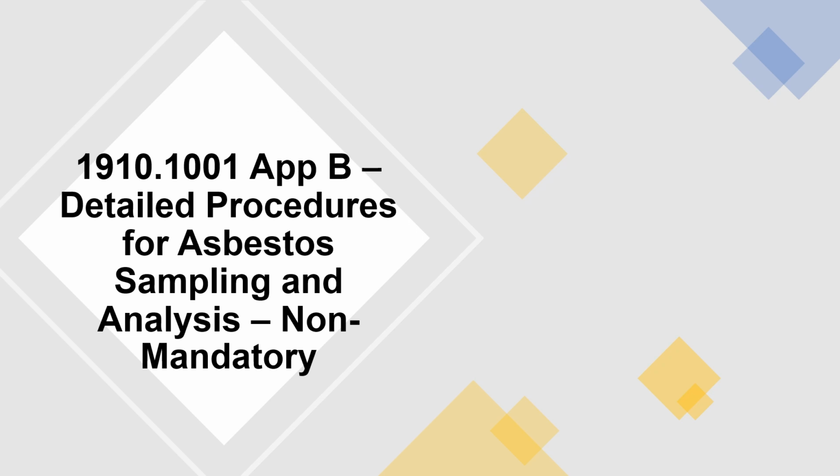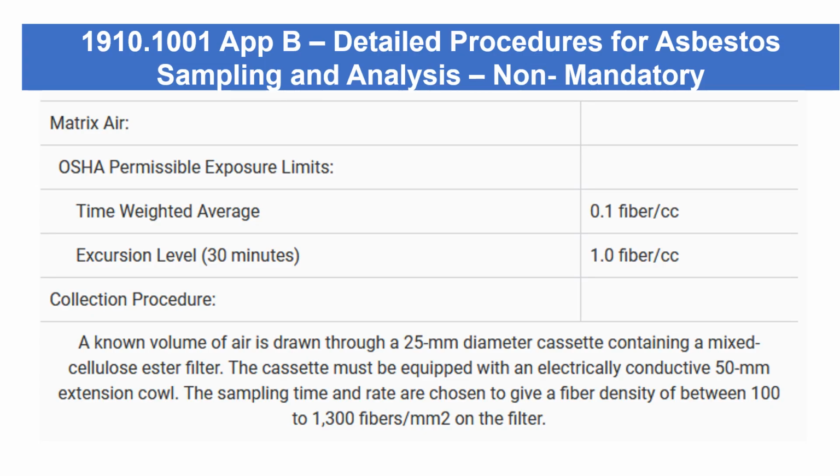1910.1001 Appendix B. Detailed procedures for asbestos sampling and analysis. Non-mandatory. Matrix: Air. OSHA permissible exposure limits: Time-weighted average is 0.1 fiber/cc. Excursion level, 30 minutes, is 1.0 fiber/cc.